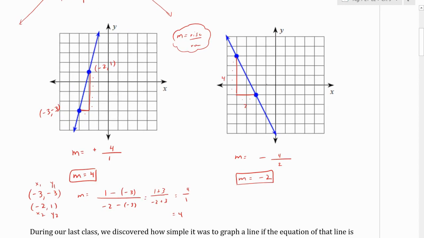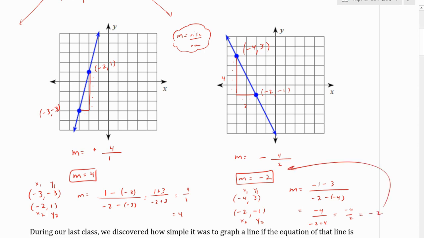Like this is the point, let's see, 1, 2, 3, 4, 1, 2, 3. This is the point -4, 3. This is -2, -1. Okay. So -4, 3, -2, -1. First x, second x, first y, second y. So if I do the second y minus the first y, over second x minus the first x, I'm going to end up with -4 over 2, which is -2, same slope.